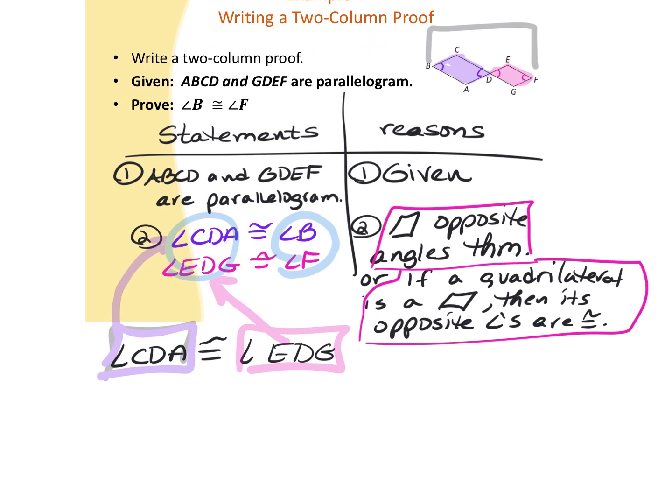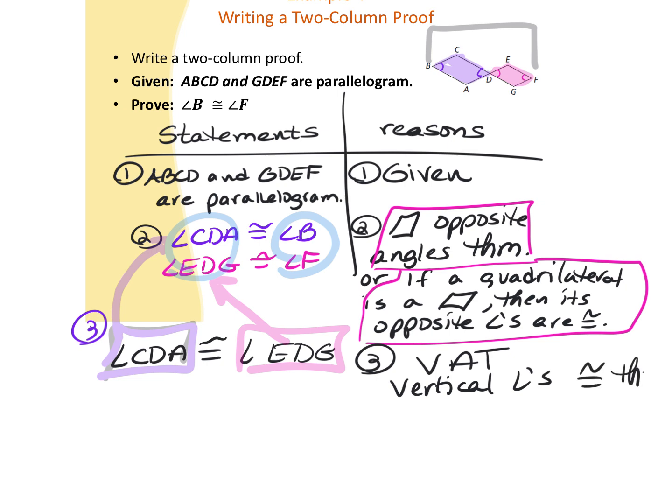Now, this reason here for number 3 is your vertical angles congruence theorem. And you can abbreviate that as VAT. But if you want to write it out, it's vertical angles congruence theorem. But we use it so much, we can just use the acronym VAT. And then the last step is going to be angle B congruent to angle F, and we're using substitution.